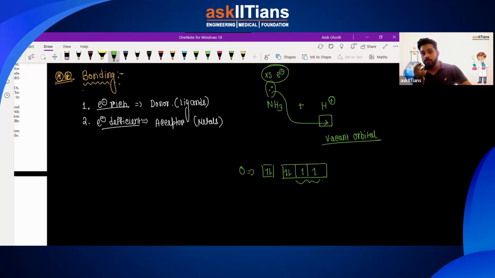Correct? But in coordinate covalent chemistry, it's not unpaired electrons. You have to have vacant orbitals, vacant boxes. That is the number of bonds you can take. This is the first thing I want you to be 100% clear on before we move forward. Okay? Now, have a look.